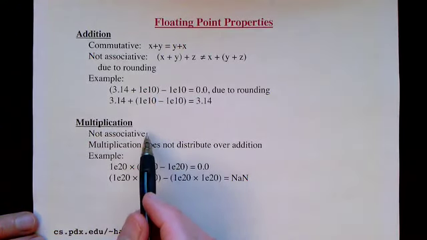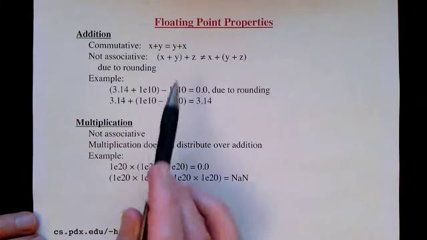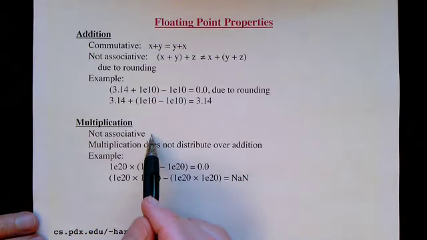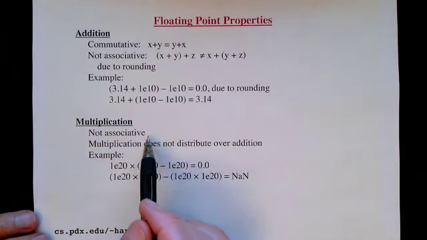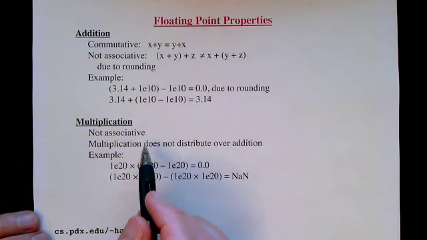The same thing can be true with multiplication. The associative property, which holds for real numbers in the world of mathematics, does not hold for floating point numbers. Also, remember the distributive property.